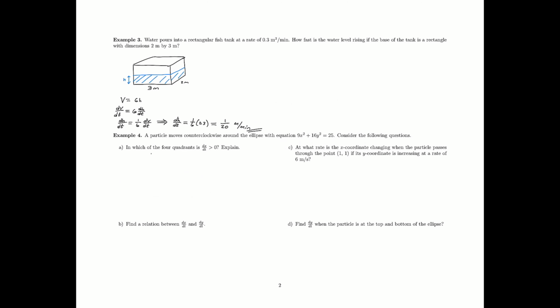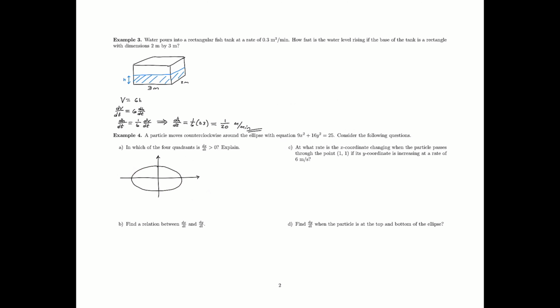And we don't actually need to label anything. We could if we so choose, but it's not necessary. I just wanted to know if I should sketch this being elongated horizontally or vertically. Okay. So now that we've got a representative ellipse, we are asked in which of the 4 quadrants is dx dt positive?